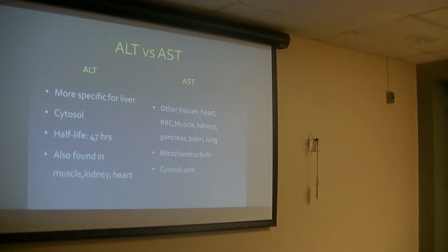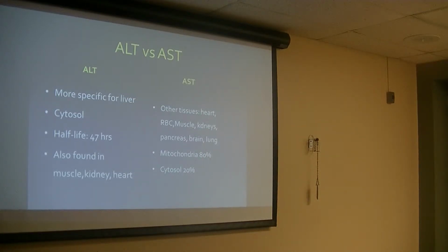More specifically, ALT, more specific for the liver, primarily is an enzyme in the cytoplasm, very long half-life. A little bit is found in muscle, kidney, and heart. The AST is more widely distributed in addition to the liver, also being found in heart, red cells, muscle, kidneys, pancreas, brain, and lung. It's primarily a mitochondrial enzyme, and a little bit is in the cytoplasm.